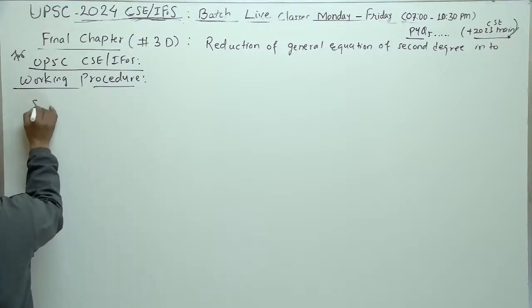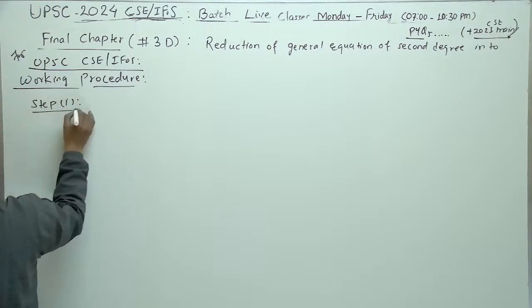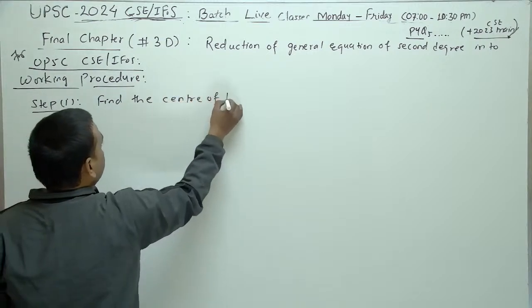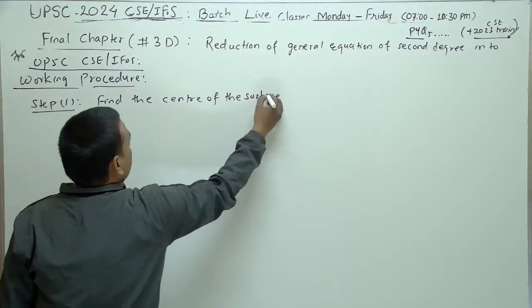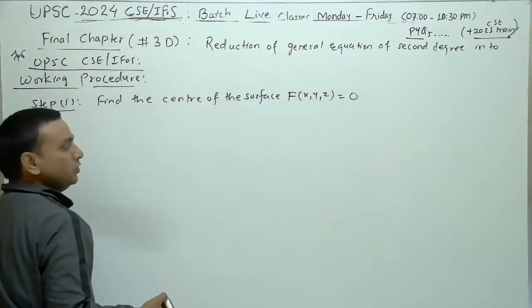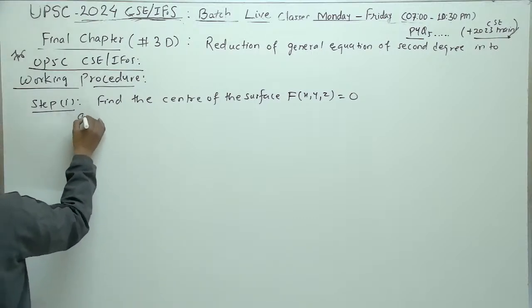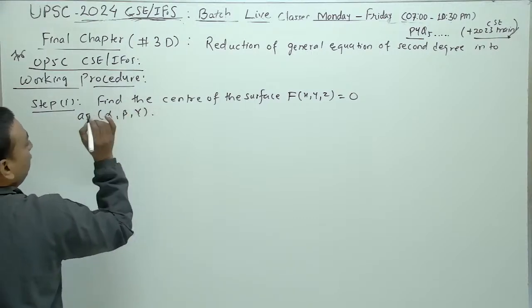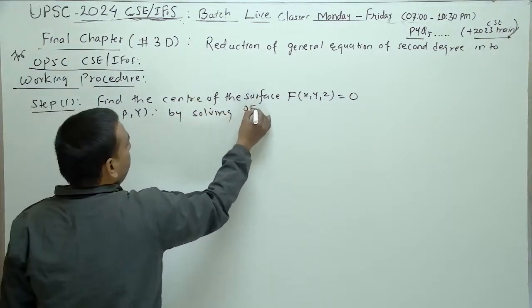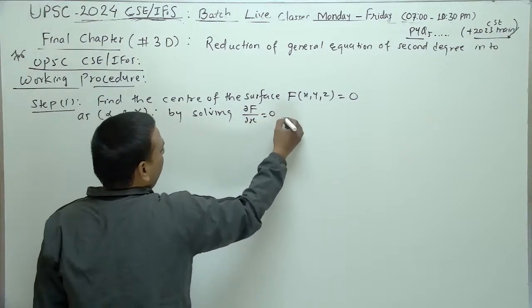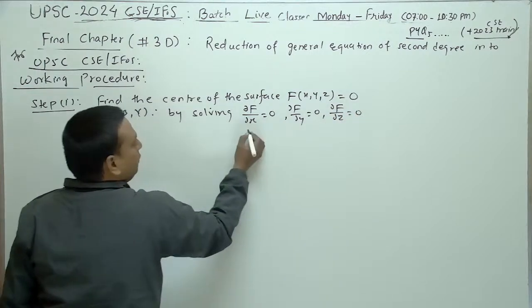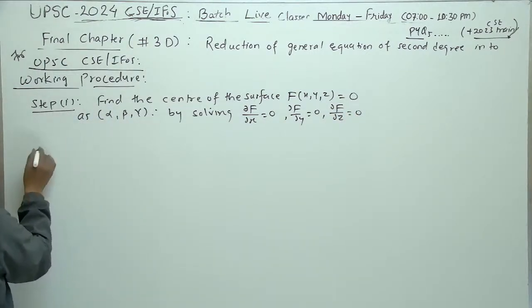लिखेंगे. Step 1. Find the center of the surface. Find the center of the given surface f of x y z equals to 0. ठीक है? Let's say you say that alpha, beta, gamma कैसे निकालना है? By solving देवर f over देवर x लिख लें या अल्फा लिख लें, the same thing ना, not an issue at all. The solution of this will give you the center. Step 2.